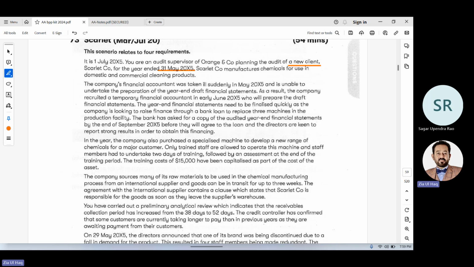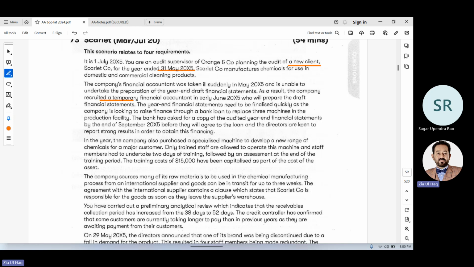As a result, the company recruited a temporary financial accountant in early June 20x5 who will prepare draft statements. The main accountant is ill. The company has arranged temporary staff, and temporary staff might not have day-to-day knowledge about accountancy issues. So there could be chances of errors by the new staff.